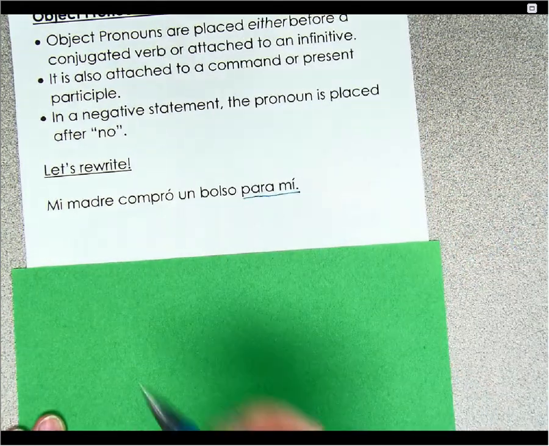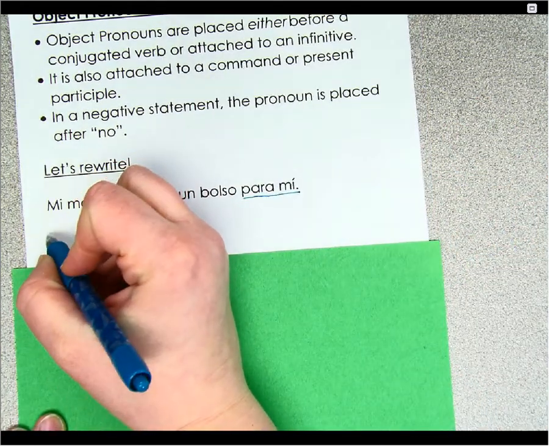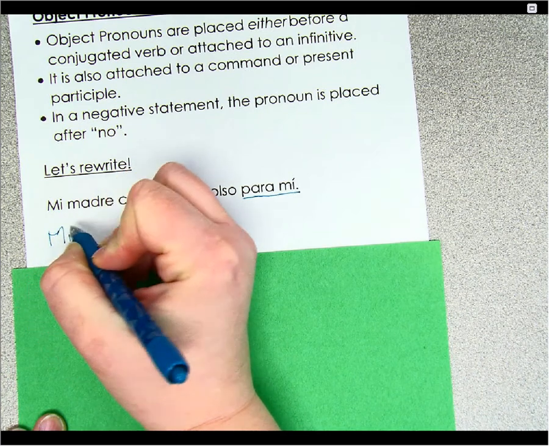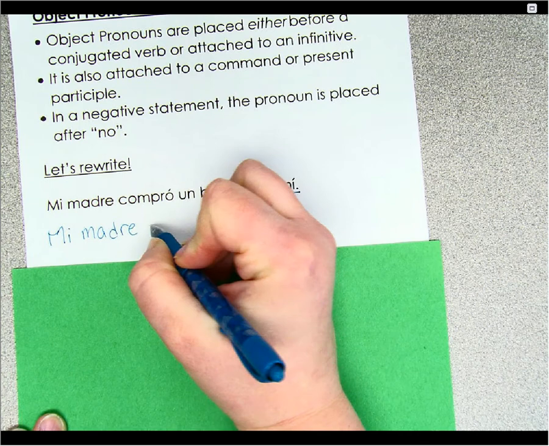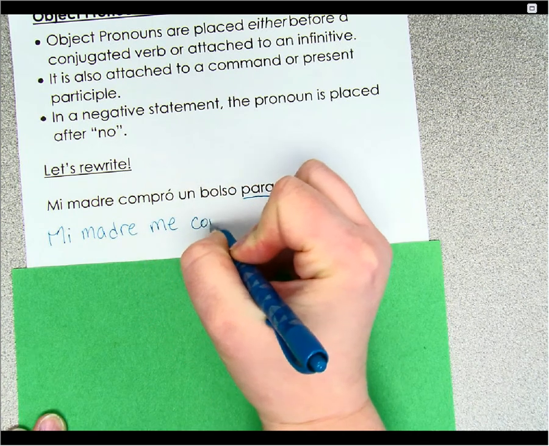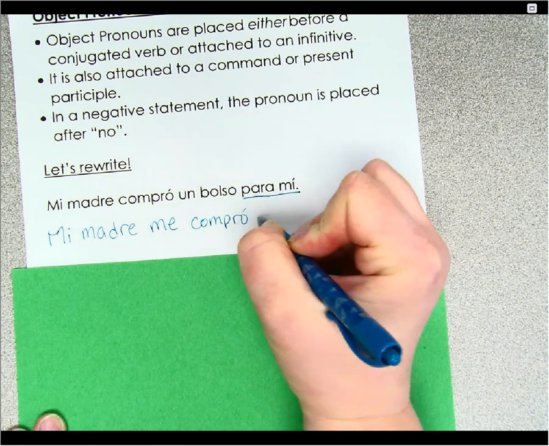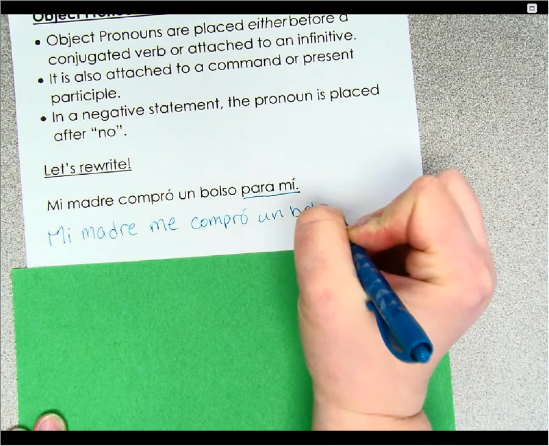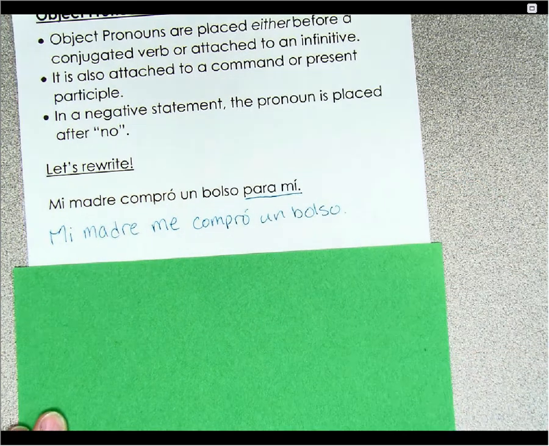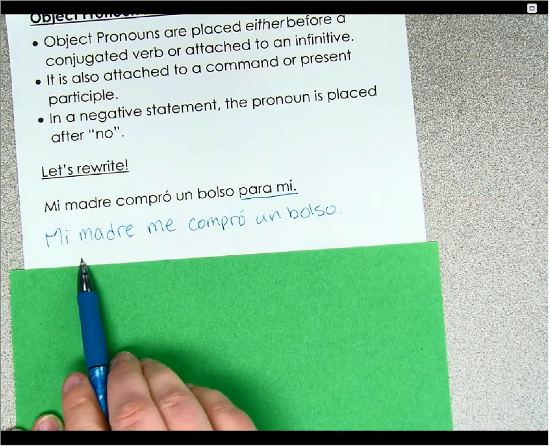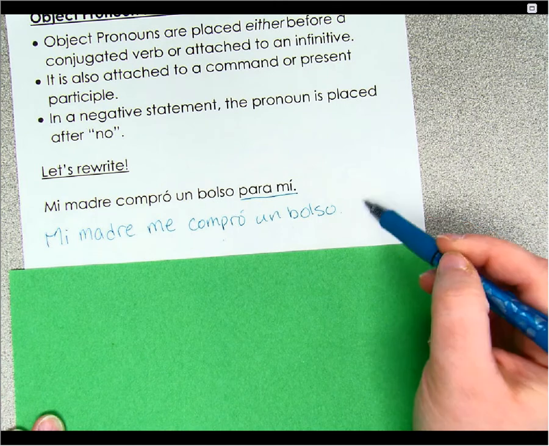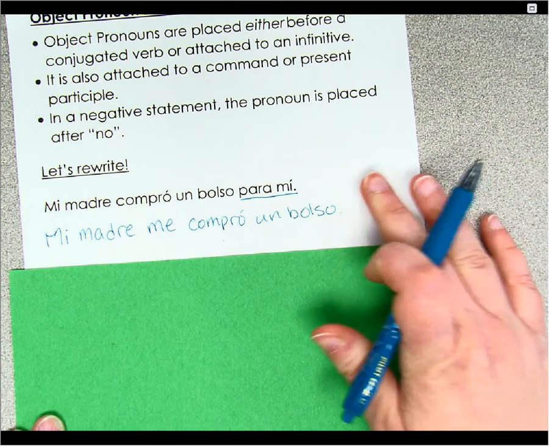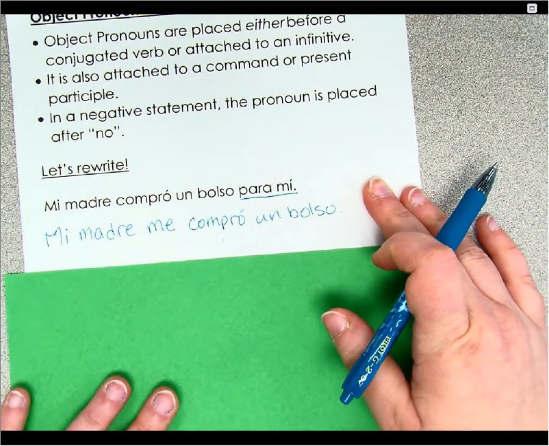So my mom bought the purse for me can also be written, and this is really the more common way in Spanish to write it. Mi madre me compró un bolso. My mom bought a purse for me. And sometimes that can still be tacked on to the end for emphasis or clarification, but it doesn't have to be.